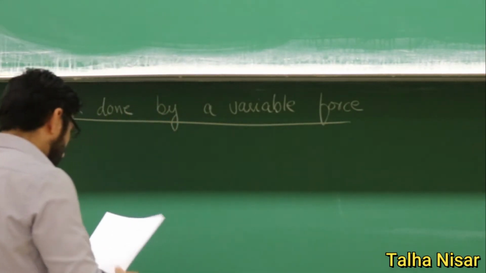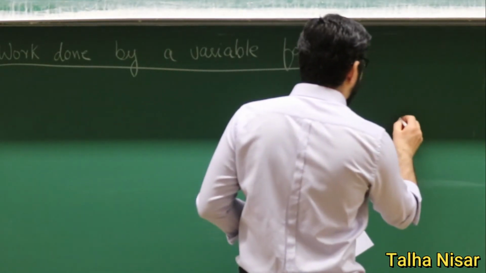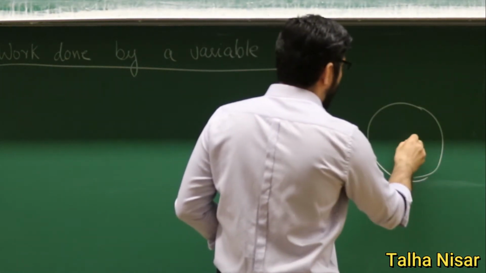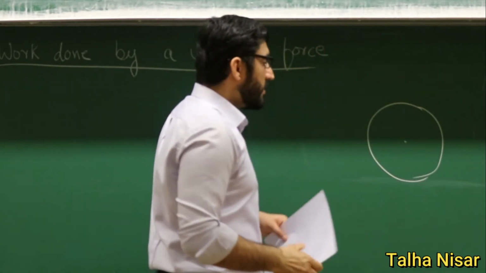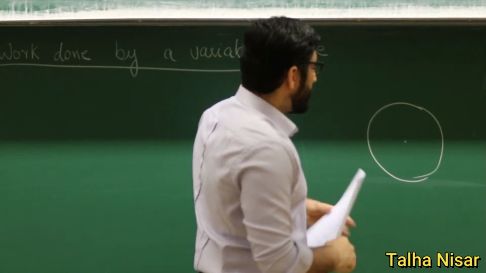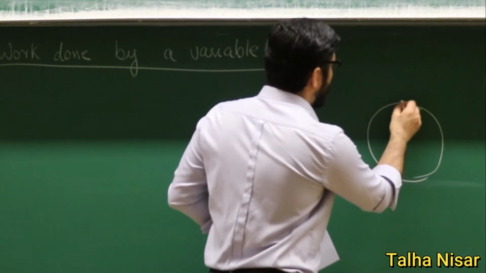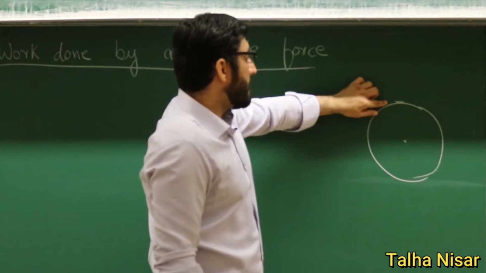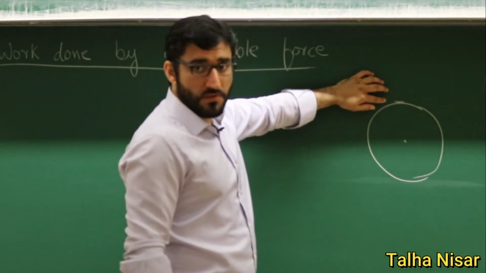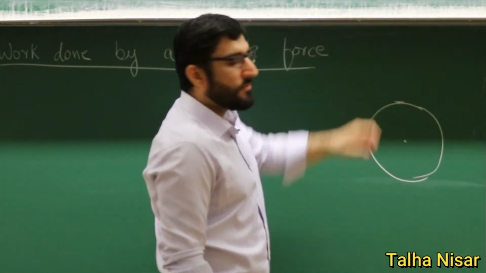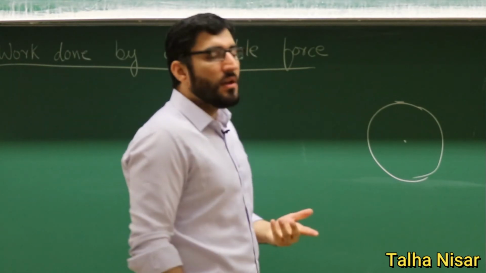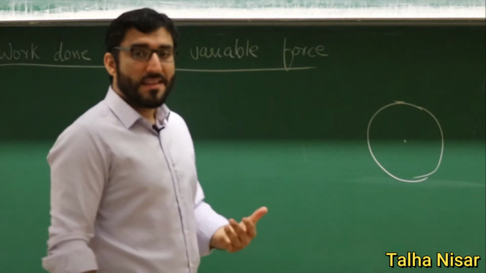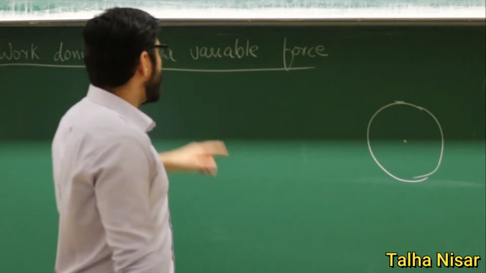So the first example is the gravitational force. For example, we have the Earth here, and we know that the gravitational force depends on the distance from the Earth's center. On the surface of the Earth, the gravitational force is maximum. But if we move away from the Earth's center, the strength of the gravitational force will be decreasing with the distance. So it is not a constant force, but a variable force.